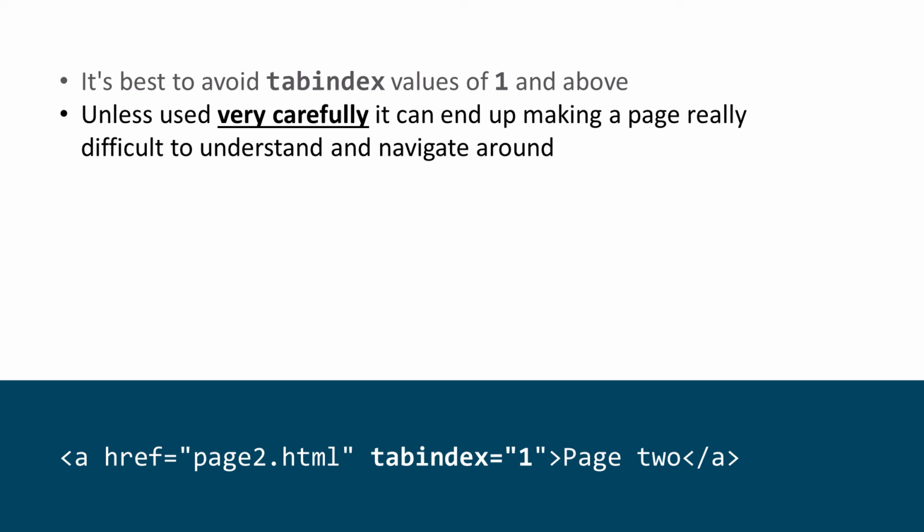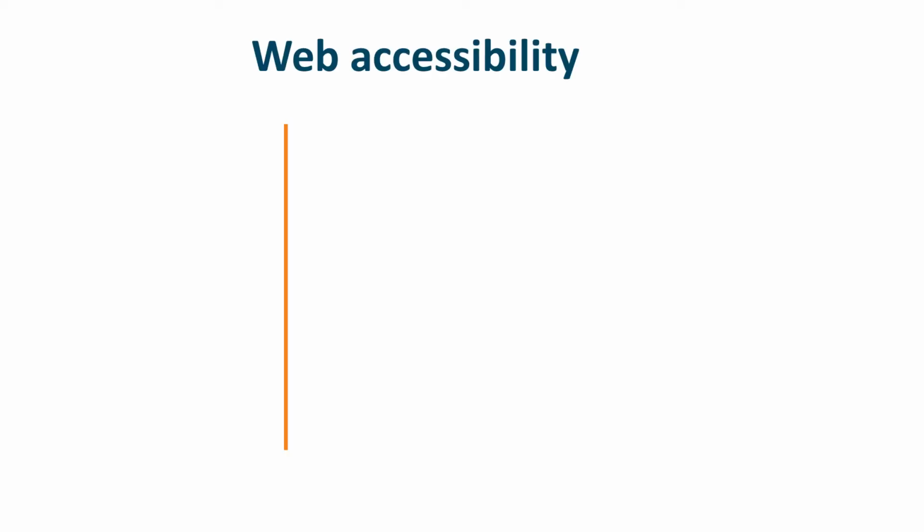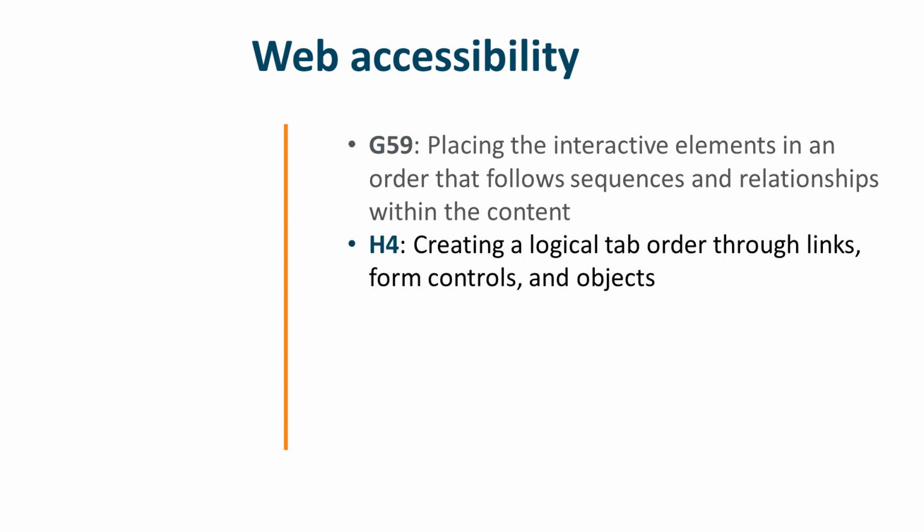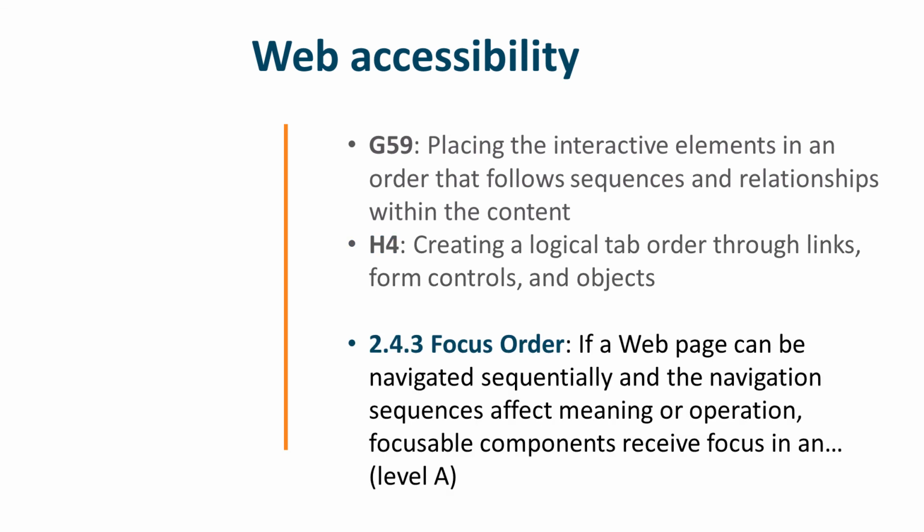Avoiding an artificial tabindex on interactive elements satisfies the general technique G59, placing the interactive elements in an order that follows sequences and relationships within the content, and the HTML-specific technique H4, creating a logical tab order through links, form controls, and objects, which means this passes 2.4.3 Focus Order. If a web page can be navigated sequentially and the navigation sequences affect meaning or operation, focusable components receive focus in an order that preserves meaning and operability at level A.